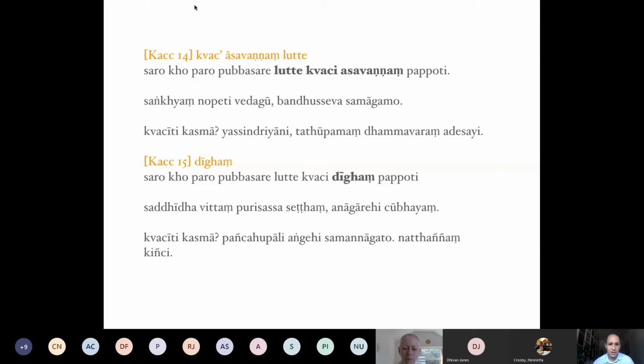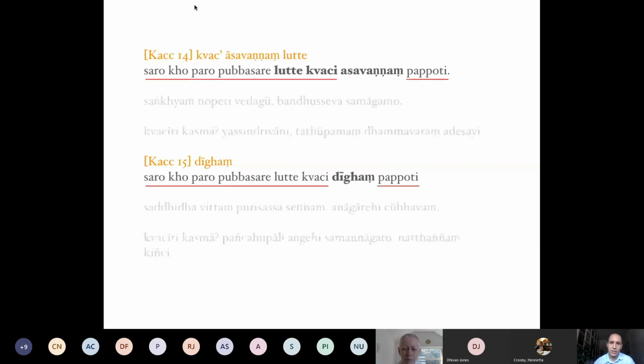And what is cancelled is something that was performing the same function. So here, digam is an accusative, and as you will see, it actually performs the same function as asavannam in rule 14. So the only thing you have to do is change the vutti from 14 to 15, changing asavanna with digam. That's what you have.